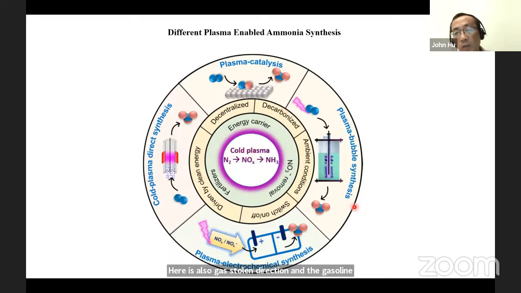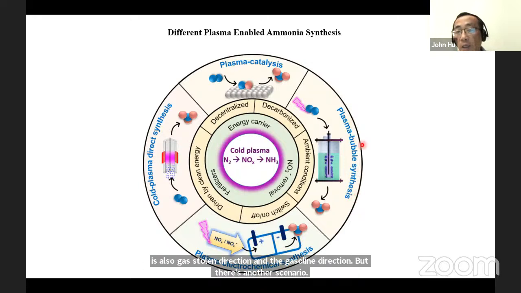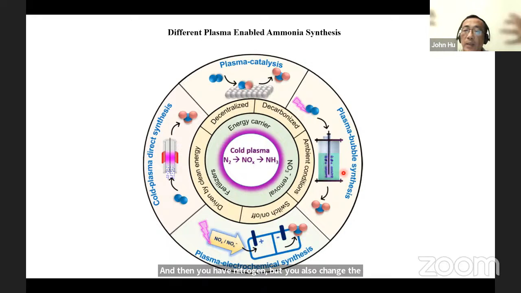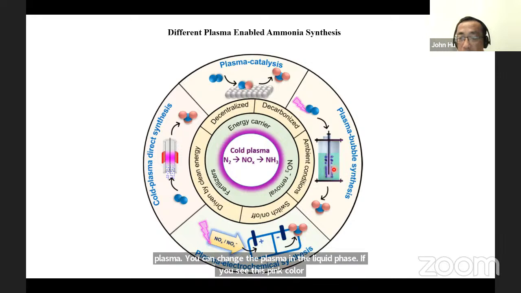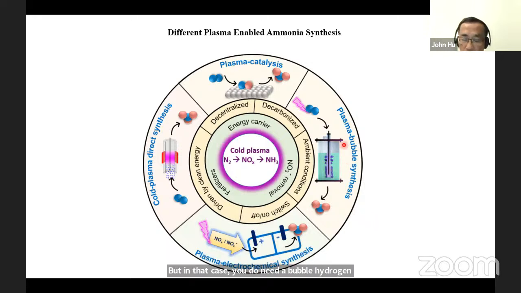But there's another scenario. You can do this in the bubbling, liquid phase, which means you have water and nitrogen, and you also generate plasma. You can generate plasma in the liquid phase. The pink color is the plasma in the water phase, and you can produce ammonia that way as well. But in that case, you do need to bubble hydrogen through the reactor.